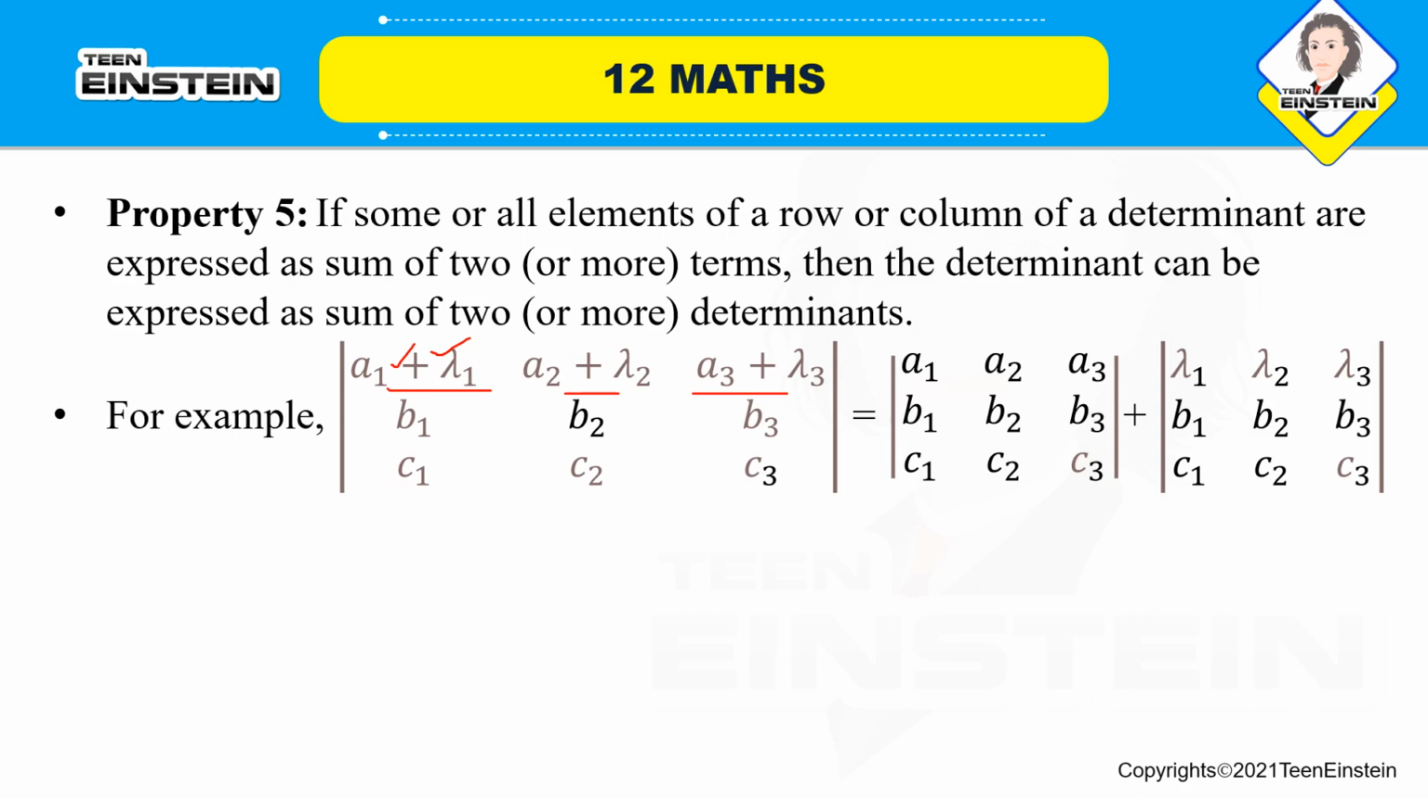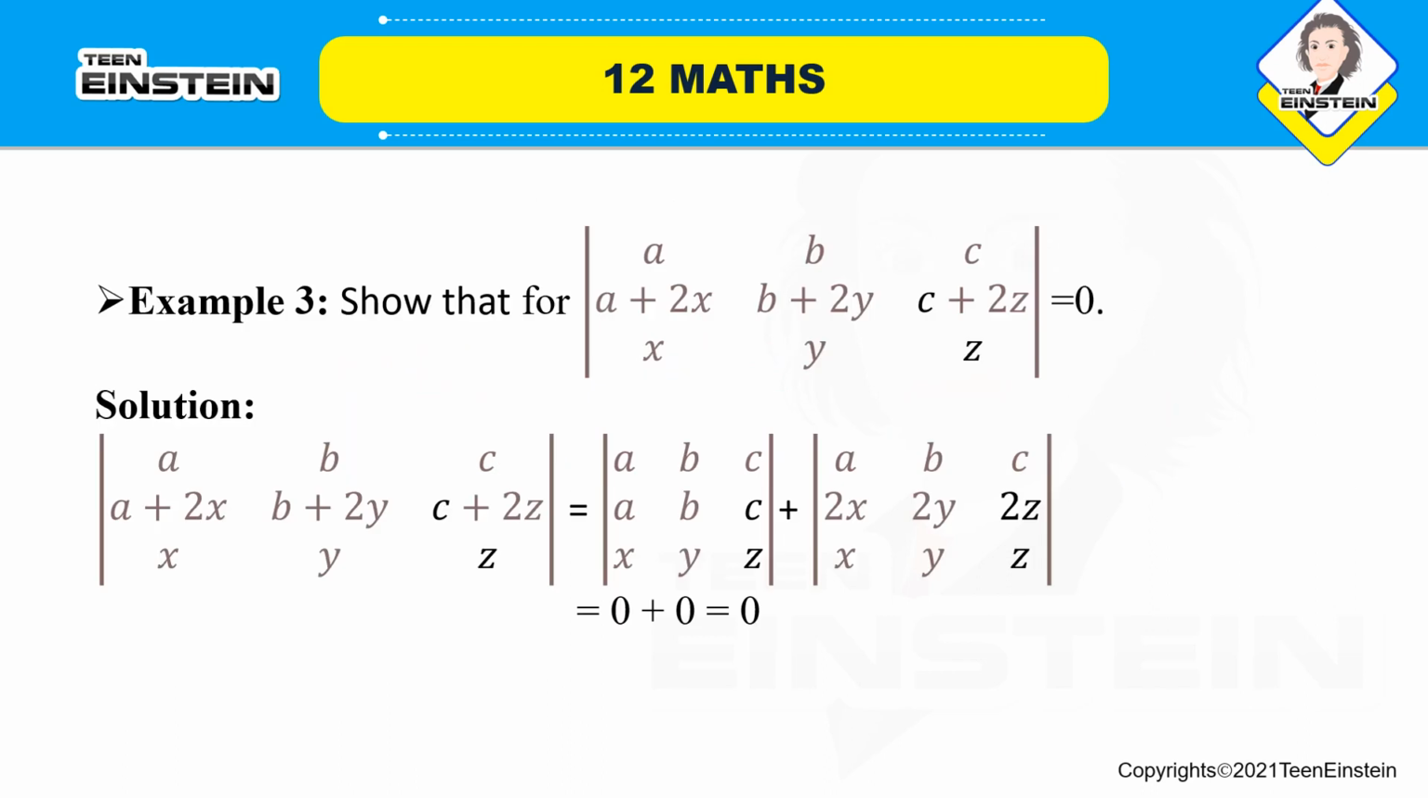So A1, A2, A3, B1, B2, B3, C1, C2, C3 is the first determinant, plus lambda 1, lambda 2, lambda 3, then B1, B2, B3, C1, C2, C3. So using this property, we can write the result like this. This is what property number 5 says.